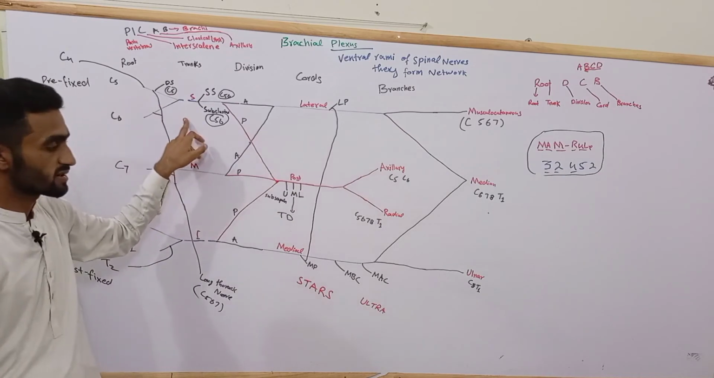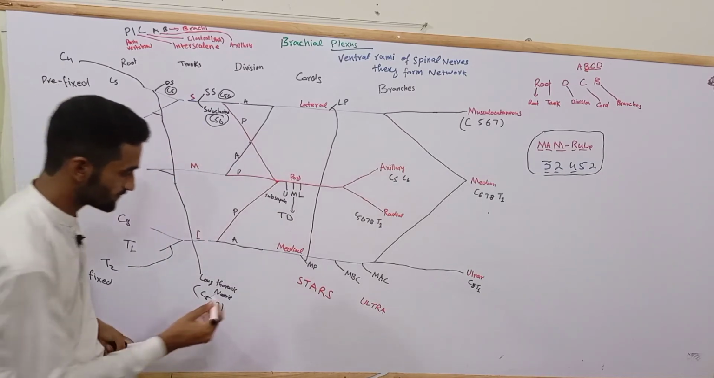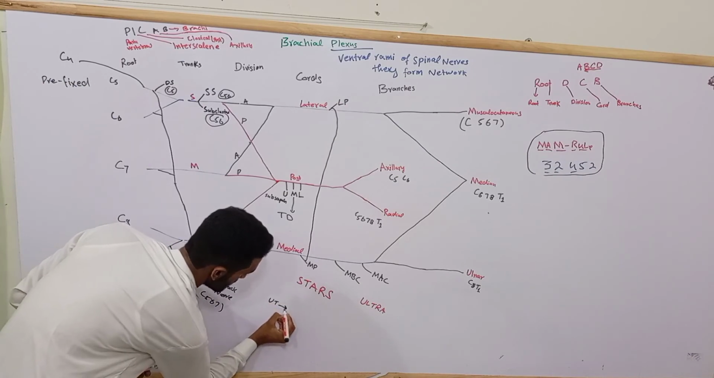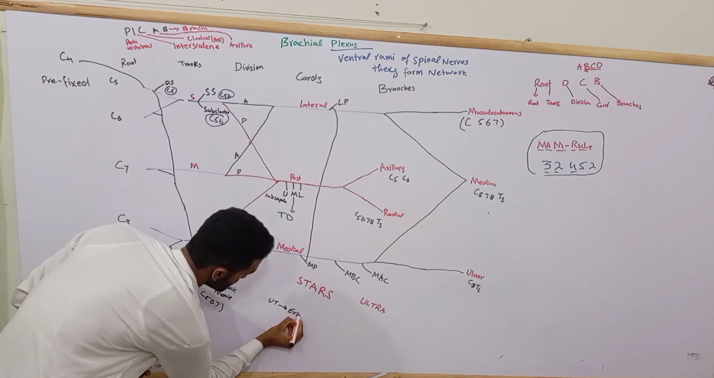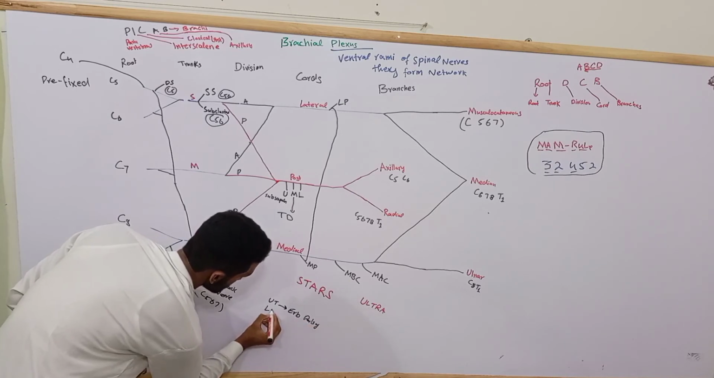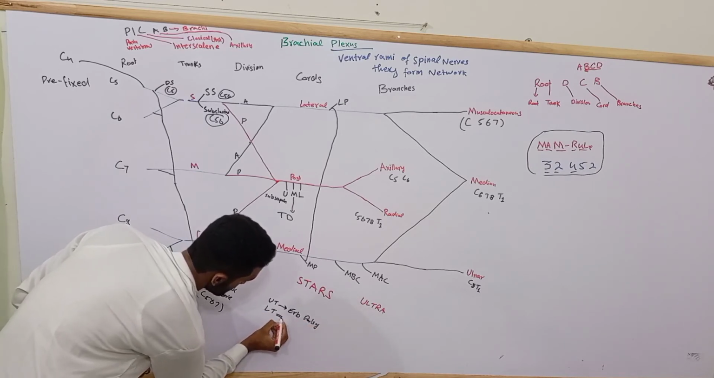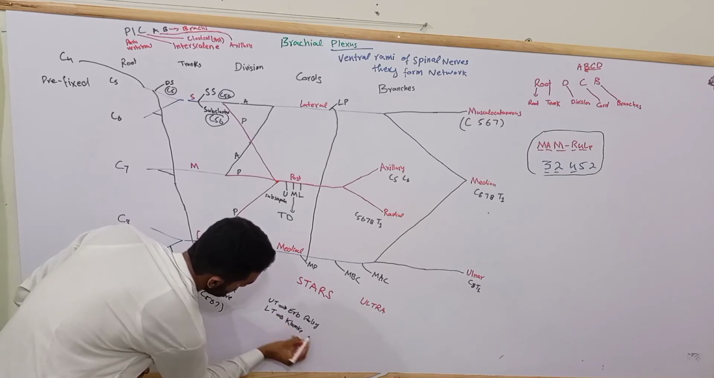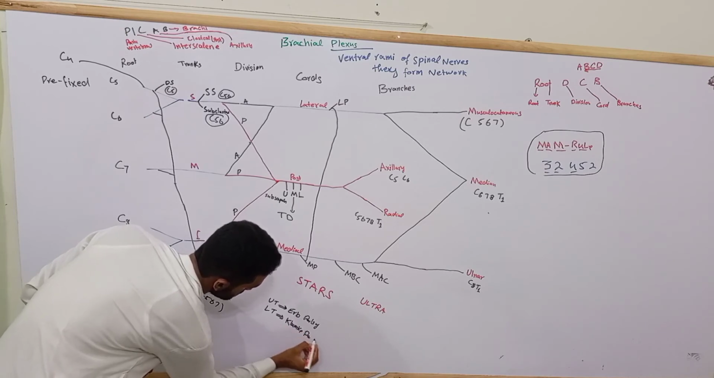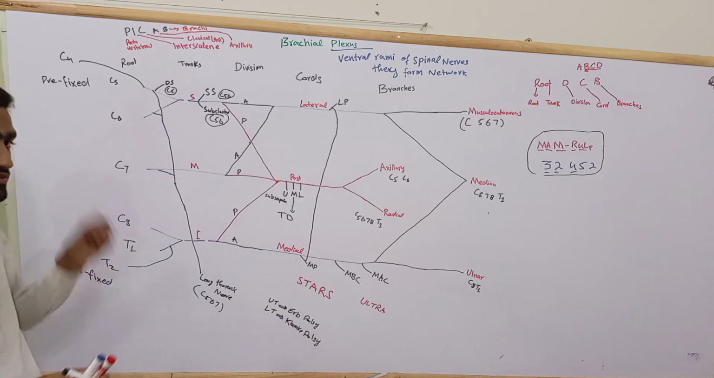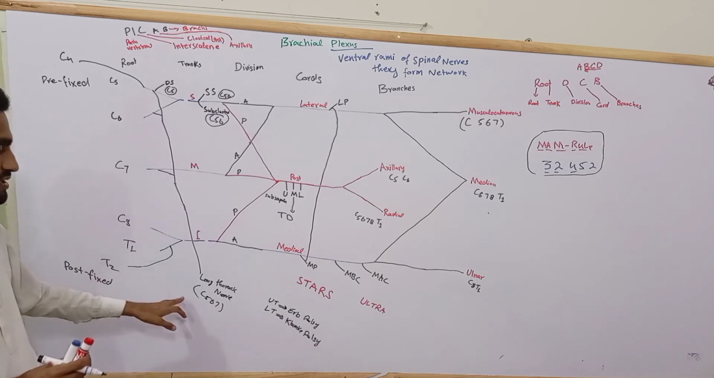So the name of the upper trunk injury is Erb's palsy. So for the upper trunk, the injury name is Erb's palsy, and the lower trunk injury name is what? Klumpke's palsy. So these are two injuries, and very important.